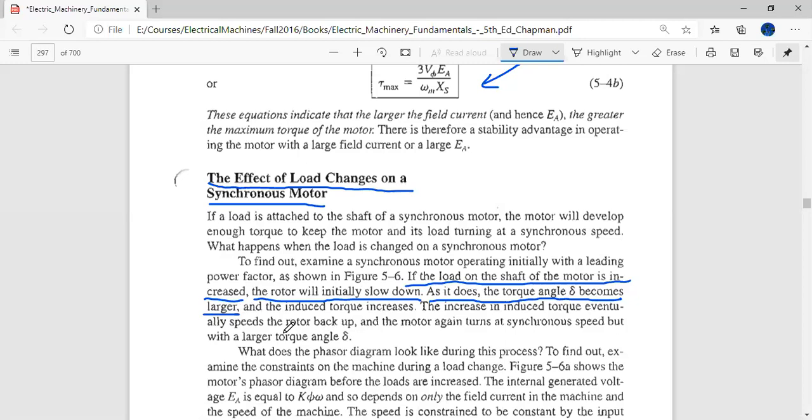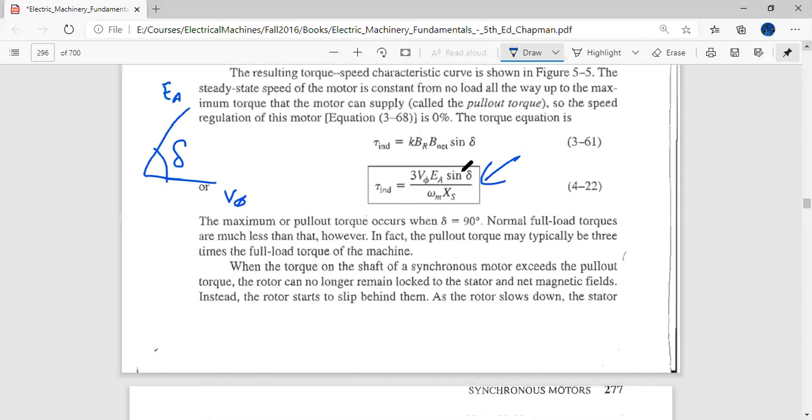This same torque angle will also impact the phasor diagram of the machine, because this is the angle between the V phase and the armature induced EMF, as we have already seen in the diagram of the synchronous generator. Now, as this torque angle becomes more, the induced torque will become more. Why? Because if we look at the relationship, torque is dependent on the sine of the torque angle.